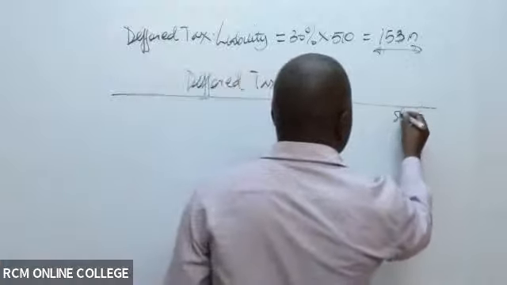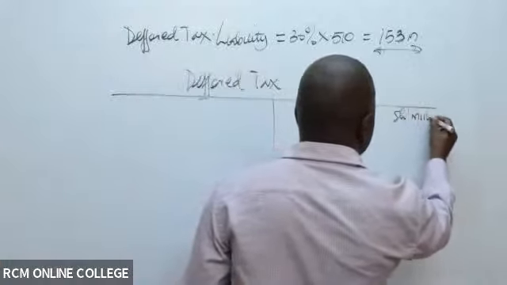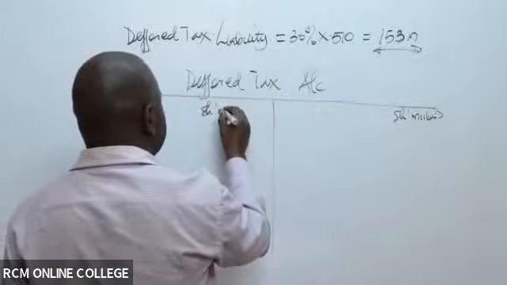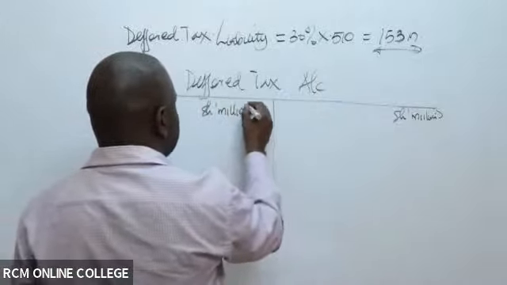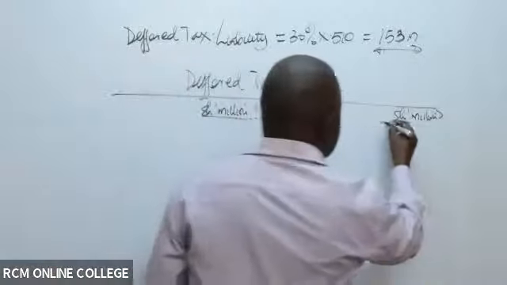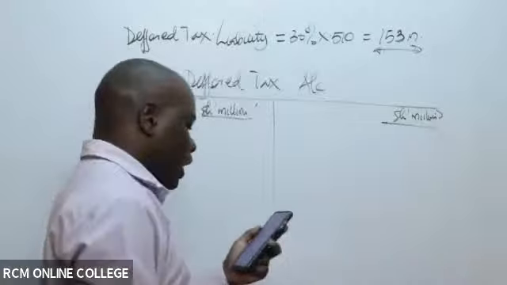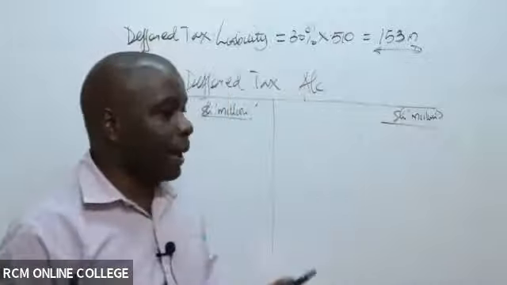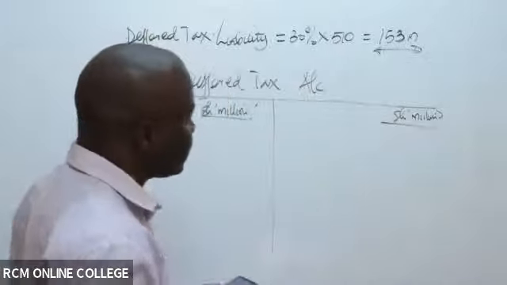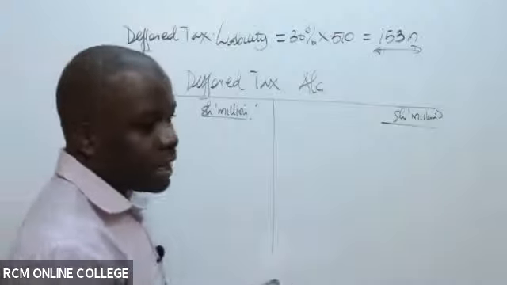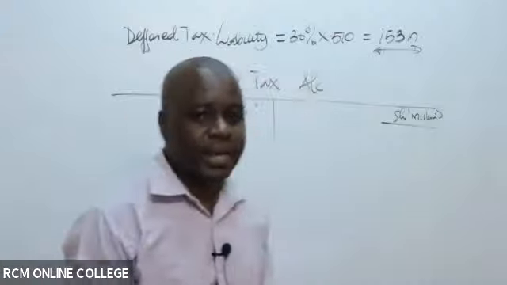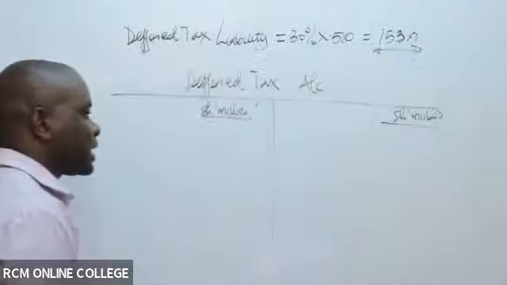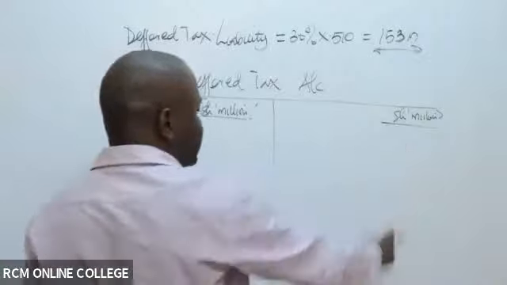So remember, our shillings are actually in millions. If you look at note number 6, you are told the deferred tax liability at the start of the year. And of course, a liability account always has a credit balance. It means it will be this side.